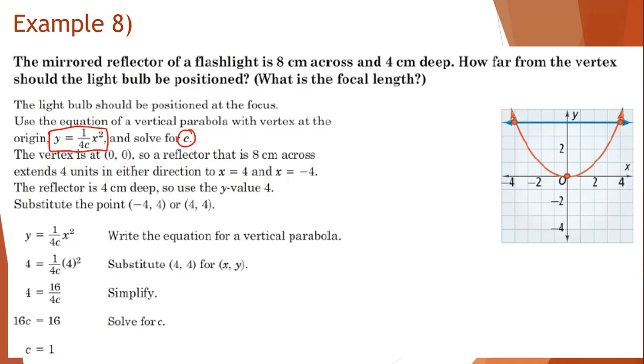So the vertex is at 0, 0. So the reflector, that is 8 centimeters across. So from 0, 0, in order for me to be 8 centimeters across, I'm going to go 4 units to the left and 4 units to the right. That makes me 8 centimeters across. Then it says that the reflector is 4 centimeters deep. And so since it's 4 centimeters deep, the distance between here and there is 4.